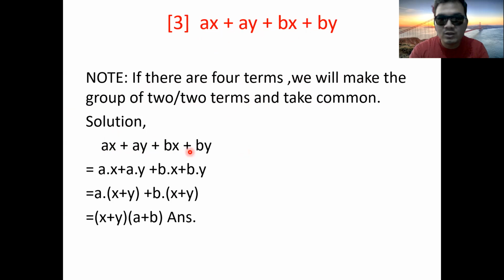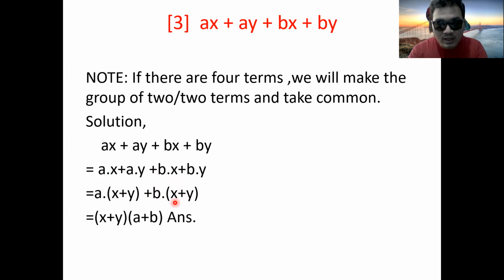And how to make the group? That is the main thing. Look here, we have to make the group of such terms. Look, if you take a common, then what is left here? x plus y. Here there is a plus b, if b is taken common, then what is left here? x plus y. After taking common, here x plus y remains. Here also x plus y remains. If they remain the same, x plus y, okay, then our grouping is correct. You have to understand that our grouping is correct.